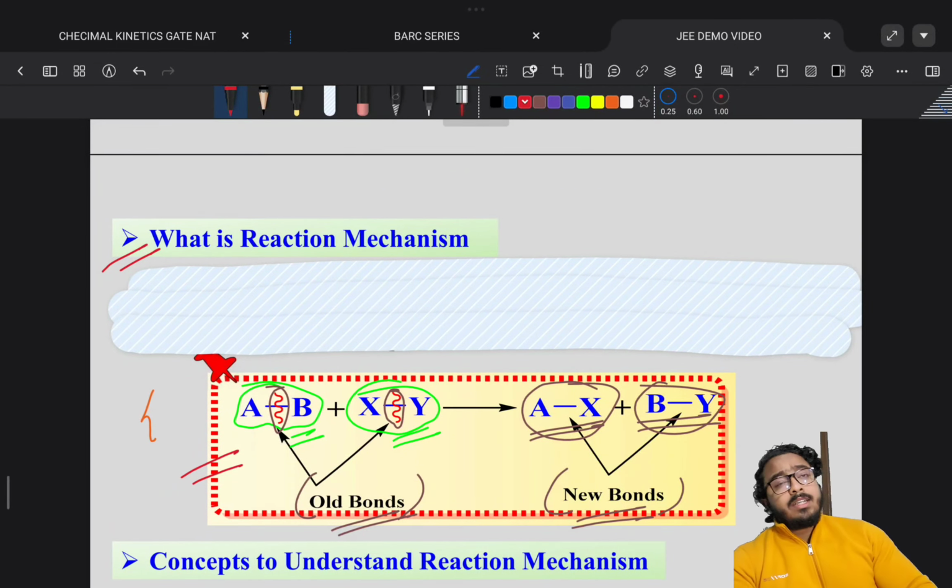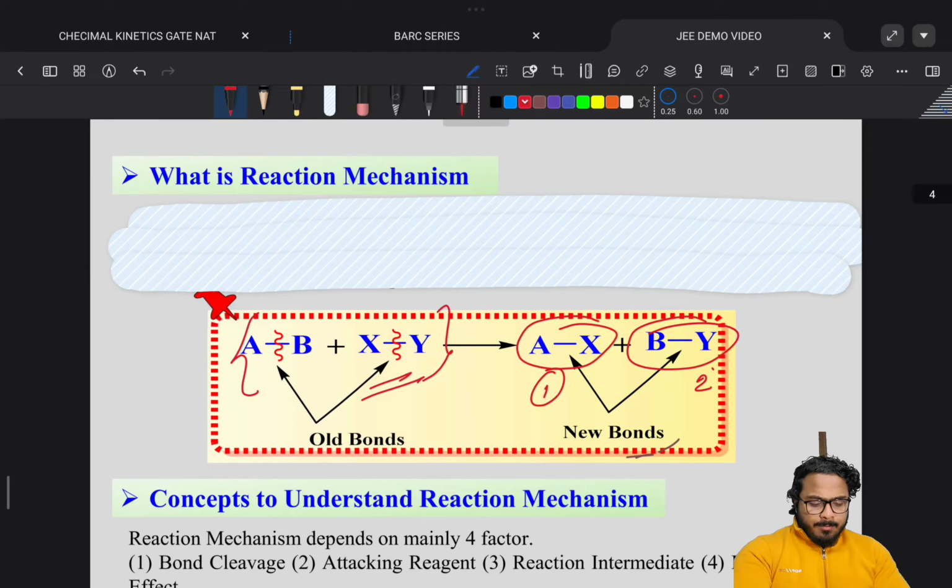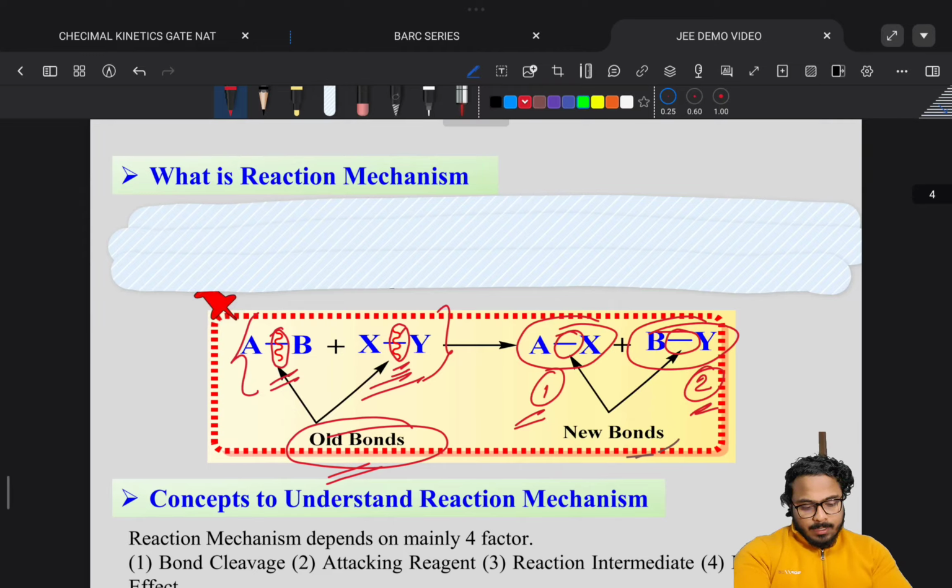First I will discuss what is reaction mechanism. As you have seen here, two types of substrate are present, and from these two substrates, the new products, product 1 and product 2, are produced. Here the first bond is cleaved and the second bond is cleaved. These are the old bonds, and these two new bonds are formed. This totally depends on electron movement and activation energy.